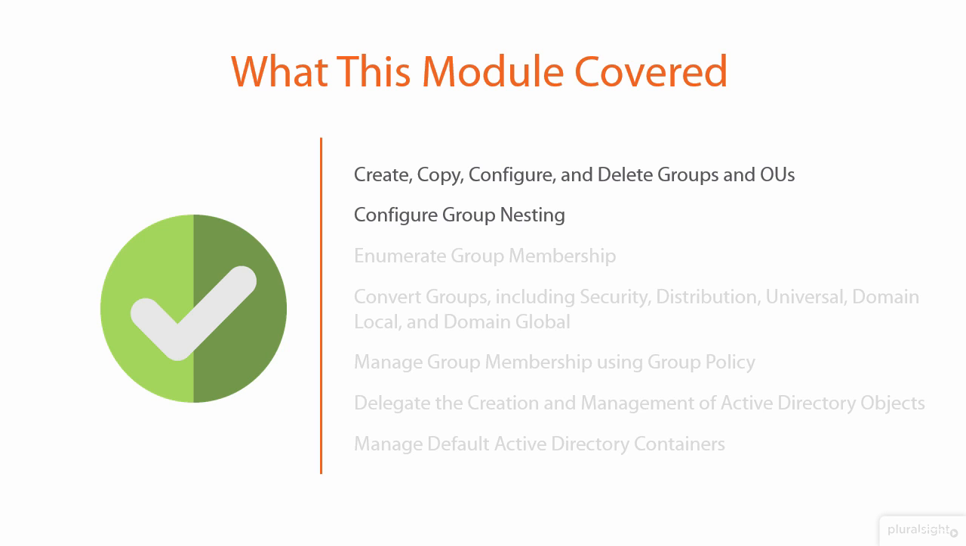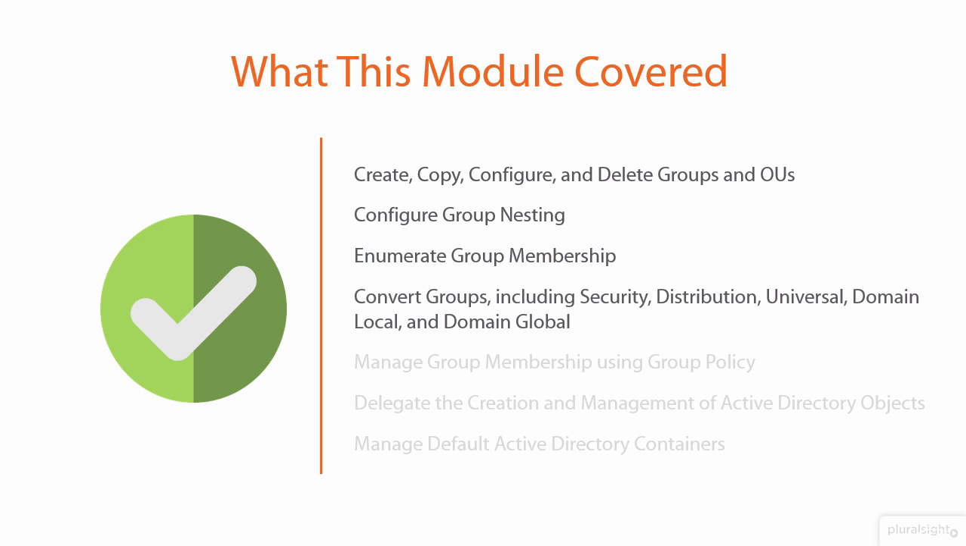And so having a good strategy for your group nesting will ensure that the wrong person doesn't get access to the wrong information. To that end, we took a look at some of the tools you can use to enumerate group membership. Should you end up in a situation where that person gets added to the wrong group, well, you can use some of these nice PowerShell tools with recursion to identify their direct and indirect group membership.